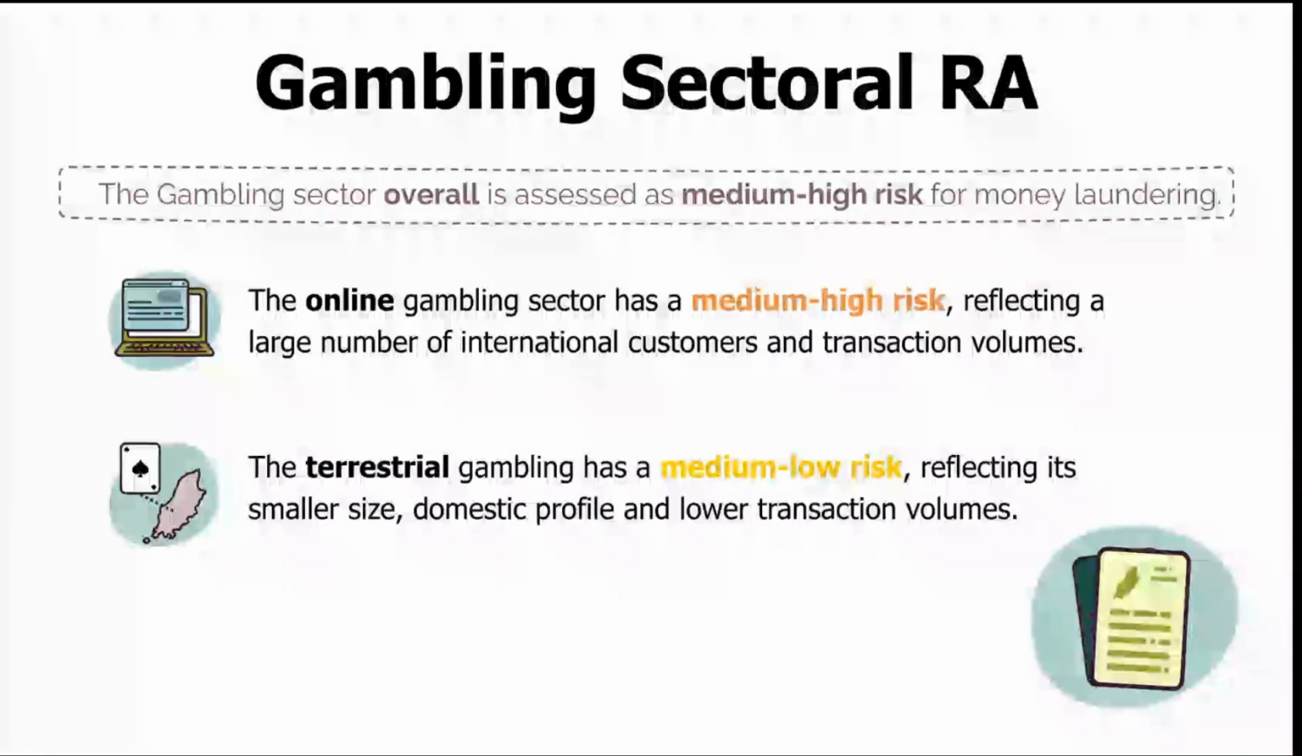Turning to terrestrial gambling, cash-intensive operations remain, and the casino-specific instruments remain the primary channels for laundering domestic predicate offences primarily. From a more global perspective, emerging risks include the use of advanced technologies, as we touched on before, so the use of AI, deep fakes to obscure identities, automate fraud and virtual assets to facilitate cross-border transfers.